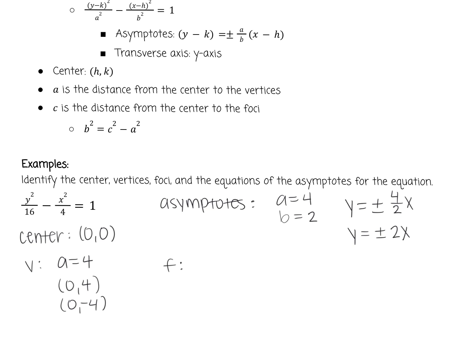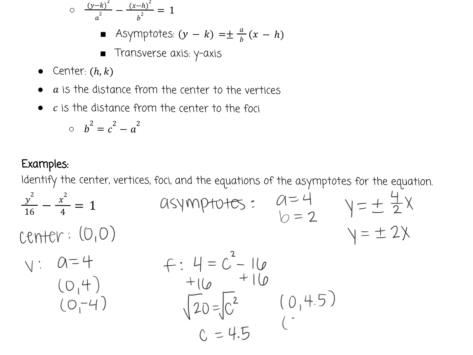So now I'm going to use the equation b squared equals c squared minus a squared. So we're going to have 4 equals c squared minus 16. Add 16 to both sides. We get 20 equals c squared. Take the square root of both sides. And then we get that c is about 4.5. So your foci are also along your major axis, wherever your vertices are, so that would be y. So our foci are going to be at (0, 4.5) and (0, -4.5).